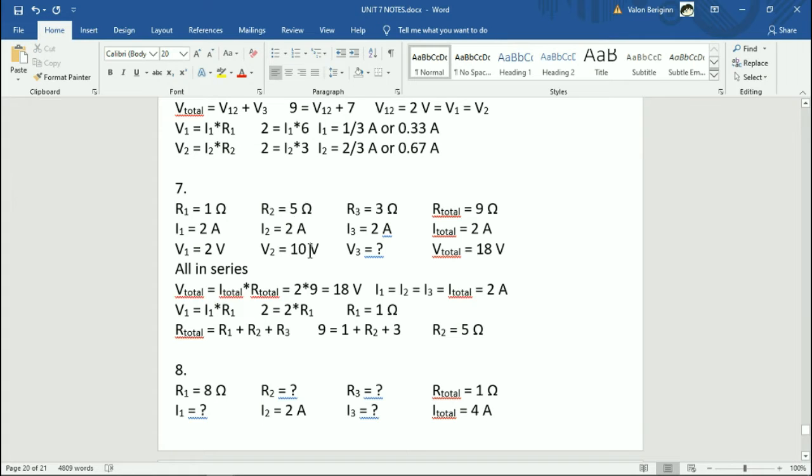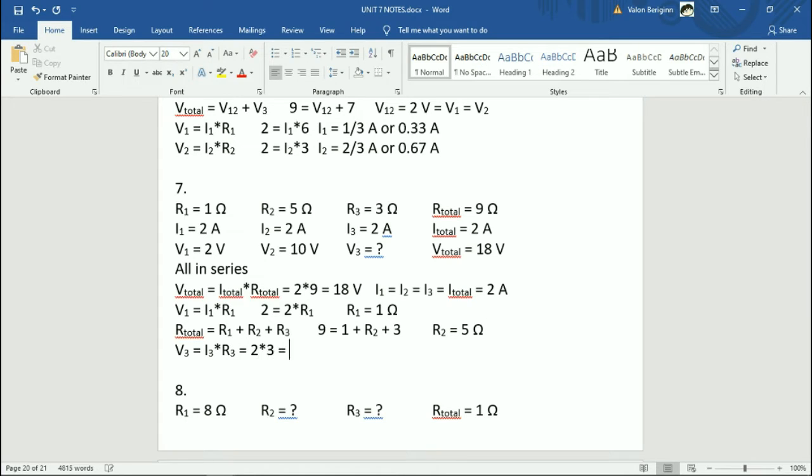And you can check that because, well, V equals IR. So V10 equals I2 times R, 5. Yeah, that lines up. And then voltages, you can solve this one either way you want. I'll just do it this way. So we have 2 times 3, so we get 6 volts.